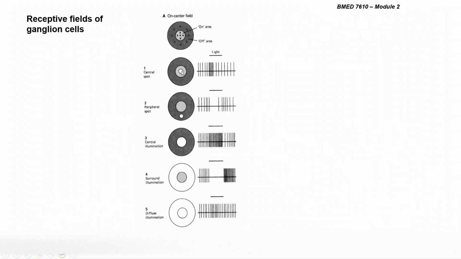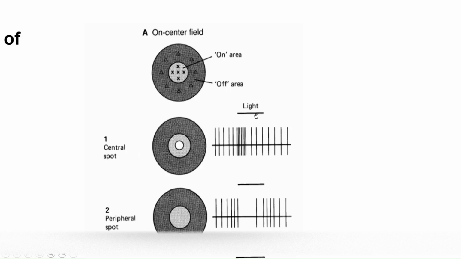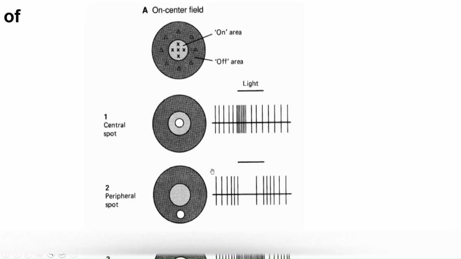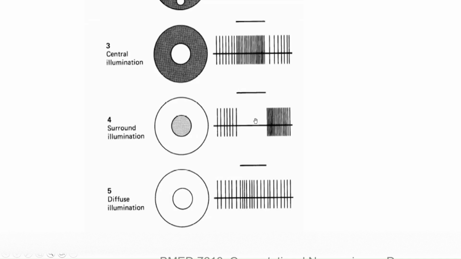So now we have this on-center. This is the on area and this is the off area. We can kind of see, this line is indicating the time that the light stimulation was given. So in this field, let's start with the simplest one. The surround illumination, there was this on spot in this smaller circle.